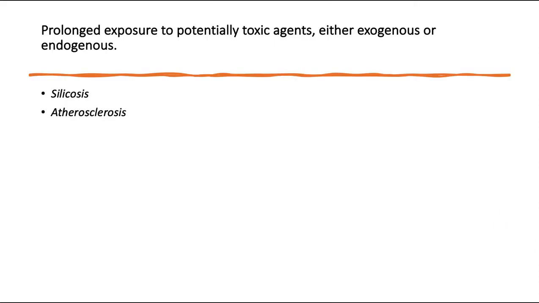Prolonged exposure to potentially toxic agents, either exogenous or endogenous, was mentioned earlier. An example of an exogenous agent is particulate silica, a non-degradable inanimate material that, when inhaled for prolonged periods, results in an inflammatory lung disease called silicosis. Atherosclerosis is a chronic inflammatory process affecting the arterial wall that is thought to be induced, at least in part, by excessive production and tissue deposition of endogenous cholesterol and other lipids.